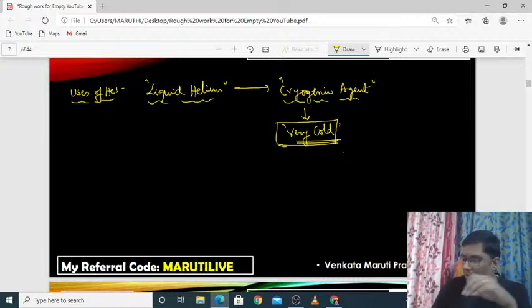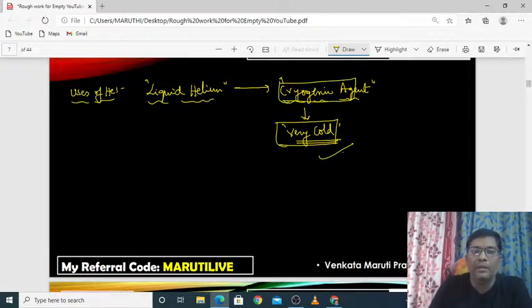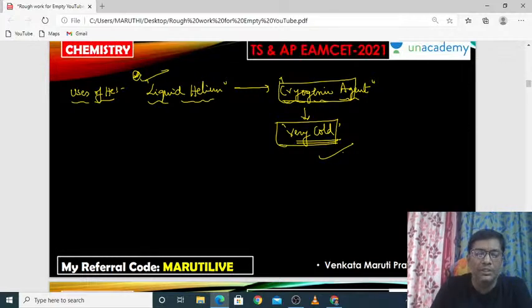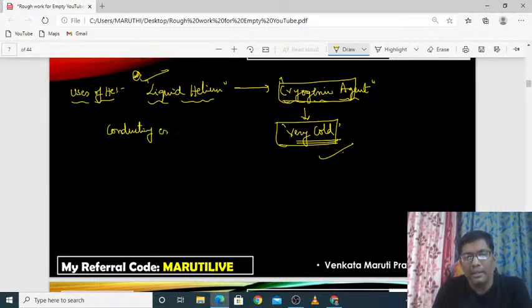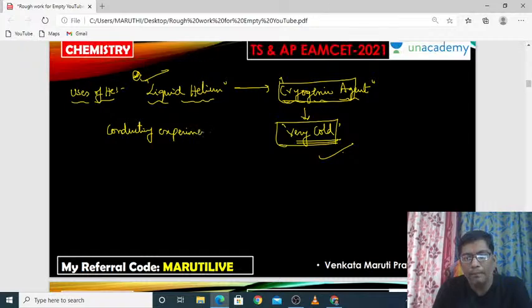It's a very cold atmosphere, right? To get this very cold atmosphere, you need to add liquid helium. So liquid helium is acting as a cryogenic agent. That means sometimes we conduct experiments at very cold atmospheres, and then we have to use liquid helium, to carry out various experiments at low temperatures.